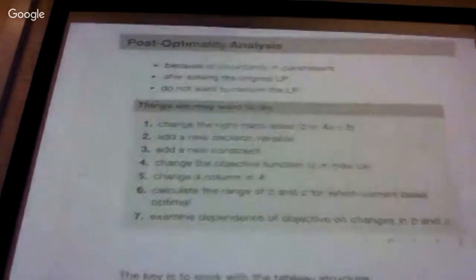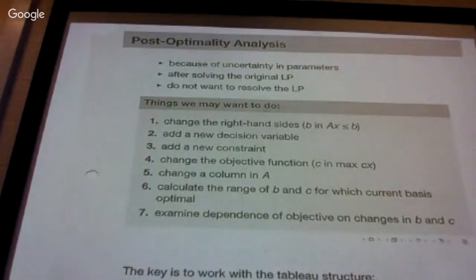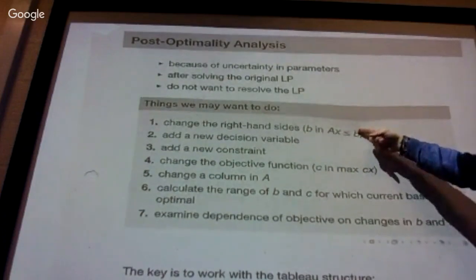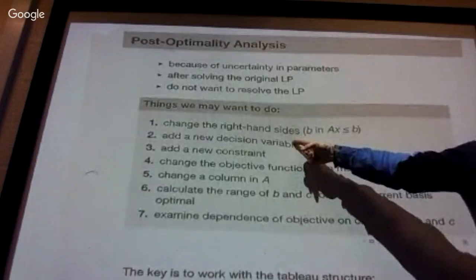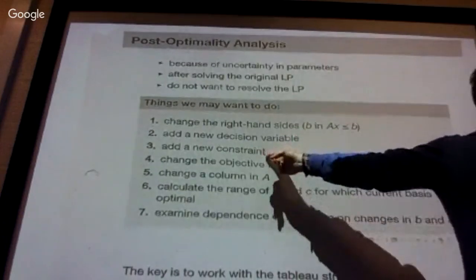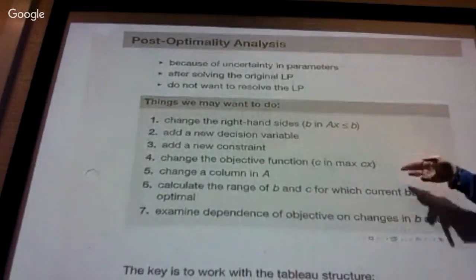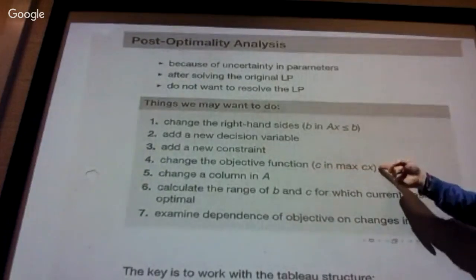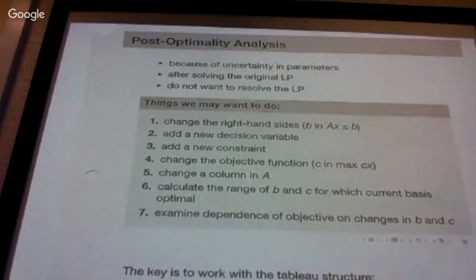Right, so that's the homework. Now, the task for today, basically: adding a new decision variable we already know how to do. Adding a new constraint we already know how to do. The next thing on the list is when we start changing the objective function, what's going to happen.